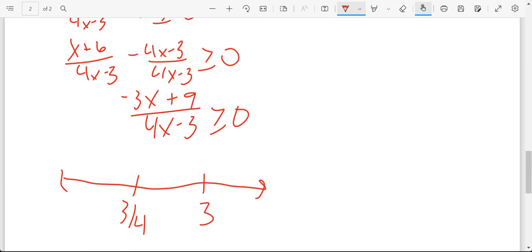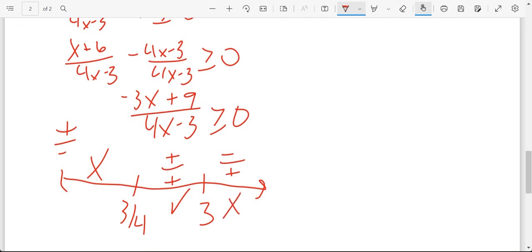Let's test. Pick a value less than 3 over 4. Be easy on yourself: 0. That'll get us negative 3. Is negative 3 greater than 0? No. How I like to do this too is, if I put in 0, I want to get a positive over a negative, which is going to be negative. That's not greater than 0. No. Between 3 over 4 and 3, let's try 2. It's going to be a positive over a positive. Is that greater than 0? Sure. Greater than 3, that's going to give me a negative over a positive. That's a big no.